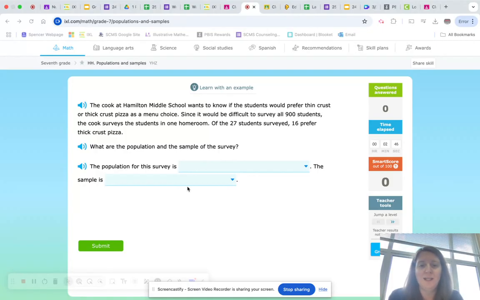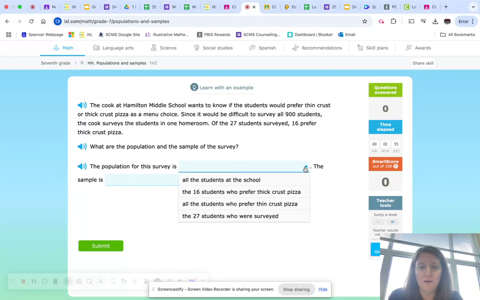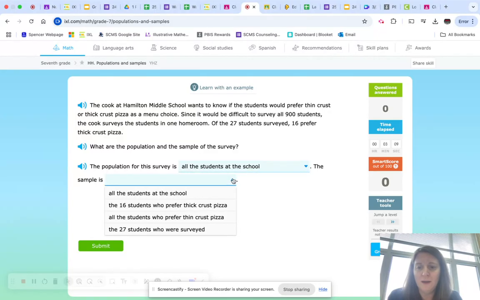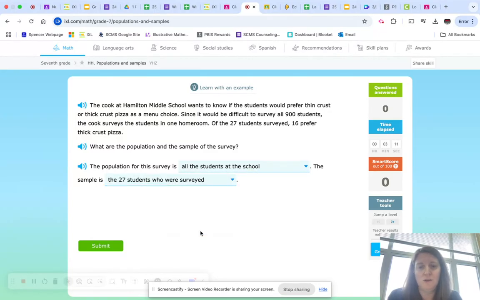Well, the population is the entire group of students. So they want to know Hamilton Middle School. So it would be the entire group of students, all the students of the school, would be the entire population because the cafeteria serves the entire population. But they took a sample, and they took a sample of students in one homeroom. And so it would be the 27 students that they surveyed. Now, the 16 would be the ones that prefer thick crust pizza, but the sample was the 27 students.